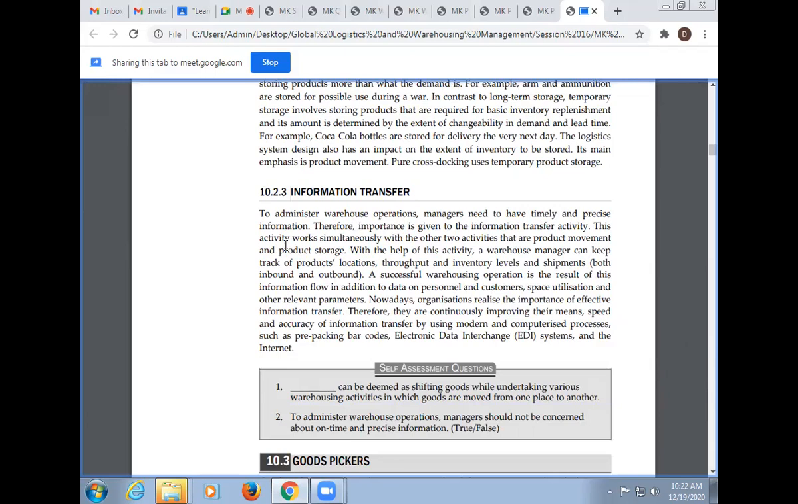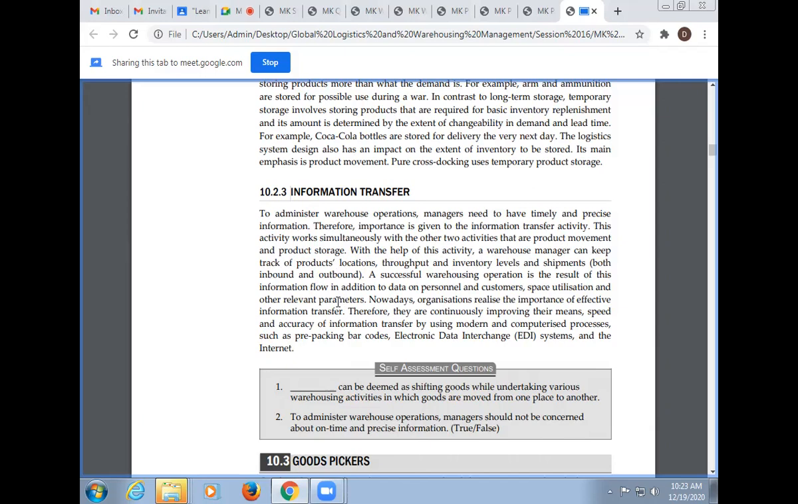How can the information be transferred? This activity works simultaneously with the other two activities, that are the product movement and the product storage. With the help of this activity, a warehouse manager can keep track of the product's location, inventory levels, and shipment, both inbound and outbound logistics.